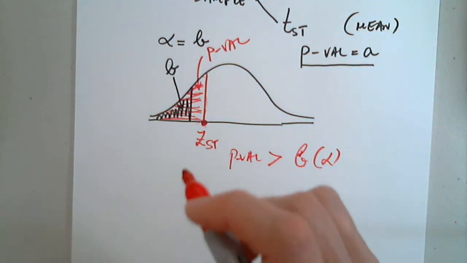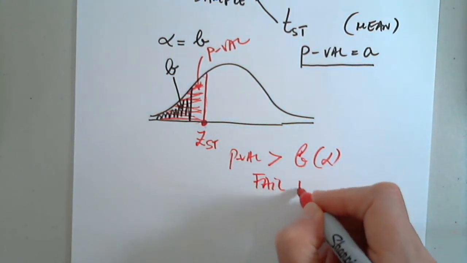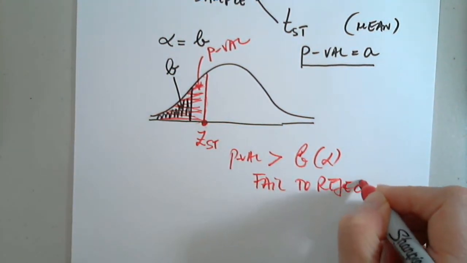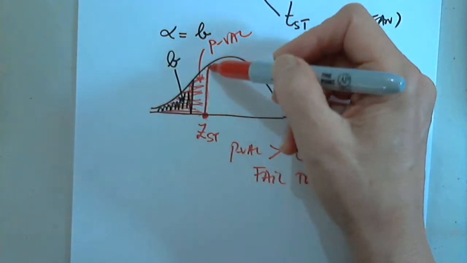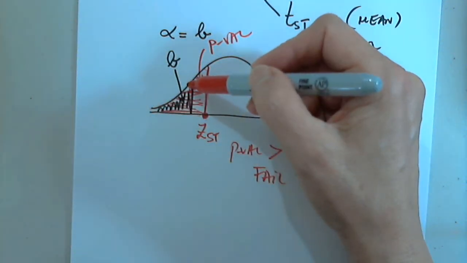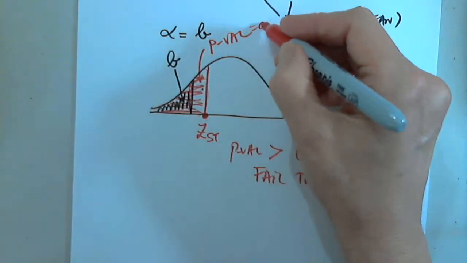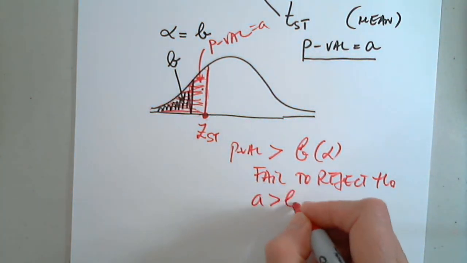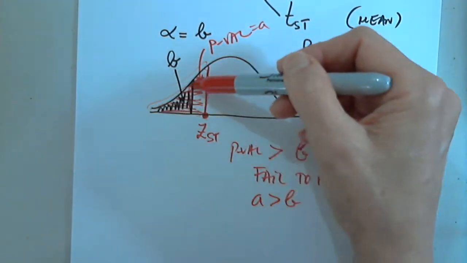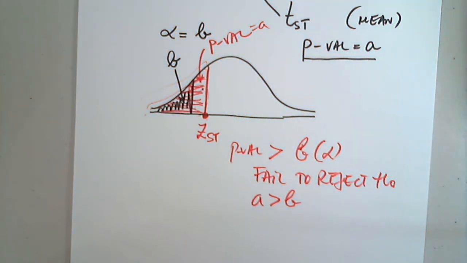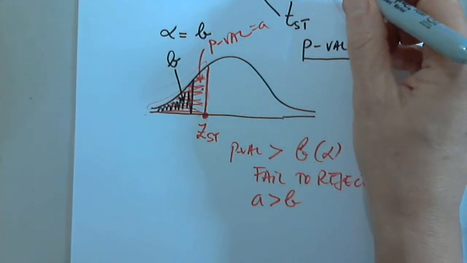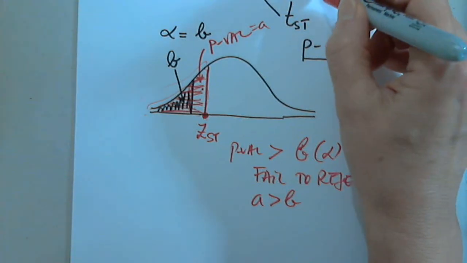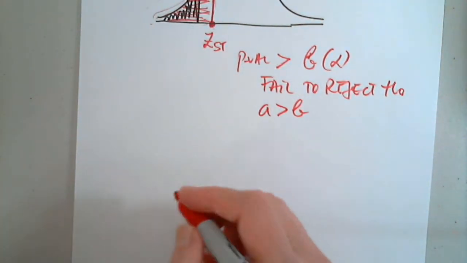So I have to fail to reject. So this is fail to reject, because again, the p-value is bigger than alpha. So this is A is bigger than B. When A is bigger than B, the red greater than black, then I fail to reject. Okay, so again, the p-value comes from the z statistic. If the z statistic, however, that's a second option.